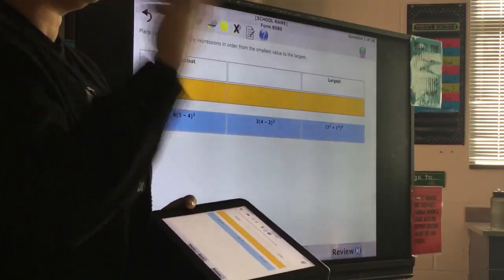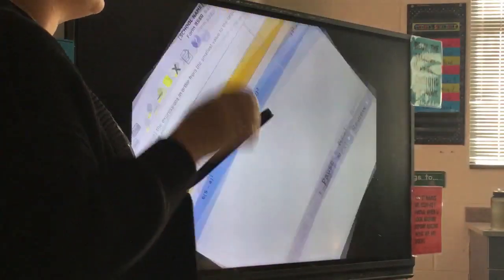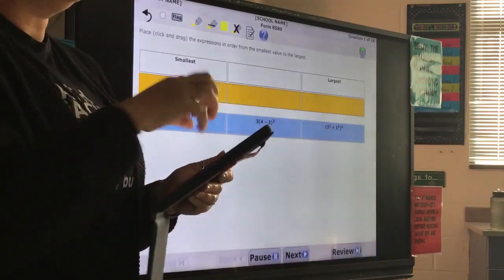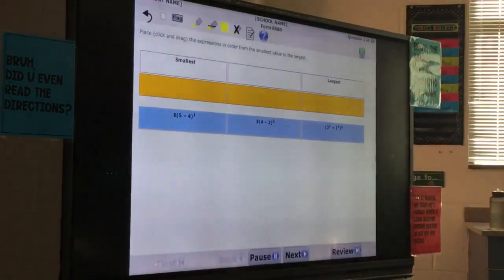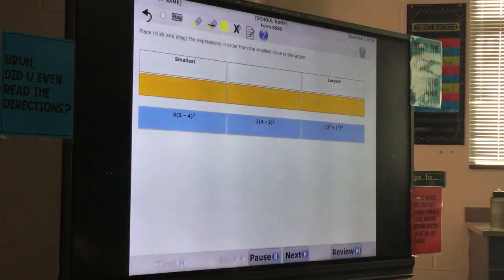Again, I'm not asking you to do any math. I'm just simply asking you to go through and play around with these types of questions because you are going to see them on the benchmark next week. You have 16 problems. When you're finished, you're going to come and get your work from me. Now, everyone take your hands off your iPads.